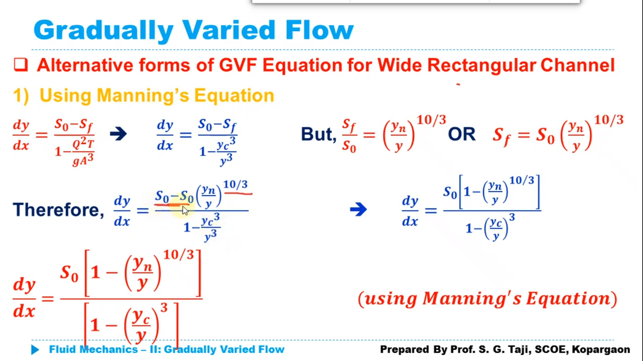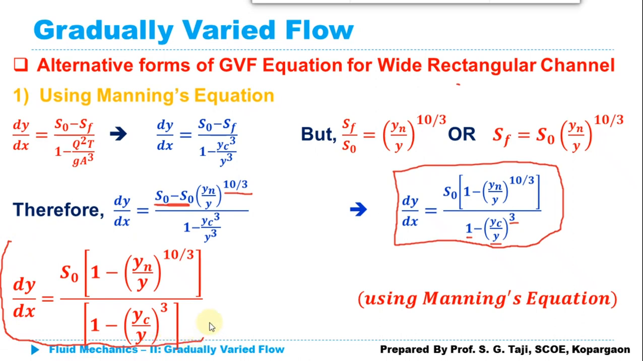I can simply take S0 as common. So what equation we are getting here for dy upon dx is equal to S0 in bracket 1 minus yn upon y raised to 10 by 3, divided by 1 minus yc upon y raised to 3. Now this will be our alternative form of the dynamic equation of the GVF, which is derived by using Manning's equation. So by using Manning's equation, this is the alternative form of the GVF equation, which is applicable for the wide rectangular channel.